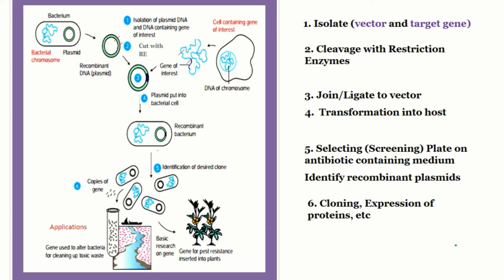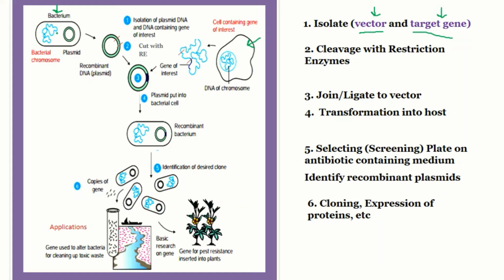Number 1, isolate the vector and the target gene. So in this case, we are saying we want to have 2 DNA sequences being combined. So we have what we call a vector gene and a target gene. So this is probably what you want to propagate, and the vector is what is going to hold our target gene. For example, we are going to use a prokaryotic bacteria cell and a eukaryotic animal cell.